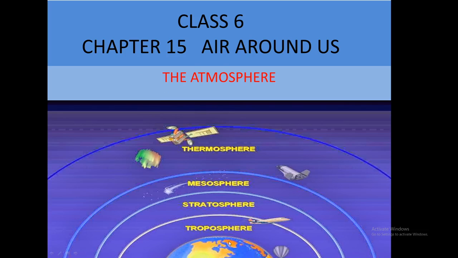Which one is the nearest to the earth's surface? That is the troposphere. Here all the climate and weather changes happen. Then the stratosphere. In the stratosphere, the ozone layer is present. The ozone layer acts as an umbrella. How? Because it protects us from the harmful radiations coming from the sun. The ultraviolet rays coming from the sun are absorbed here, and from there itself they are reflected back.